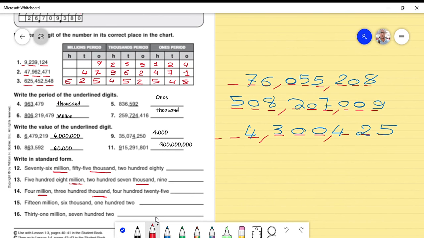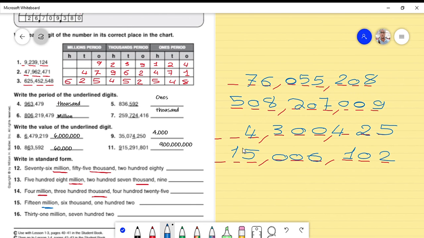Question number 15. 15 million. As I told you before, we need to write ones, tens, hundreds; ones, tens, 100,000; ones, tens, 100 million. Here is 15 in the million, so write 1 and then 5. 15 million. Then 6,000: 6 in the thousand. There isn't any 10,000 or 100,000. Okay, so let's move to the next.